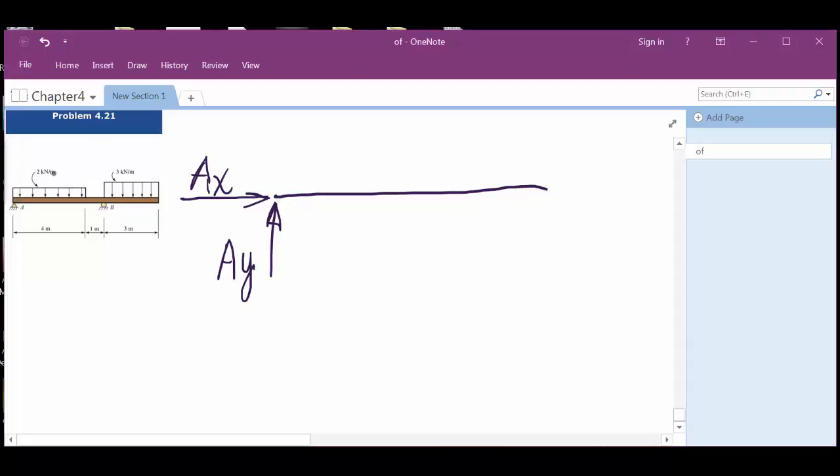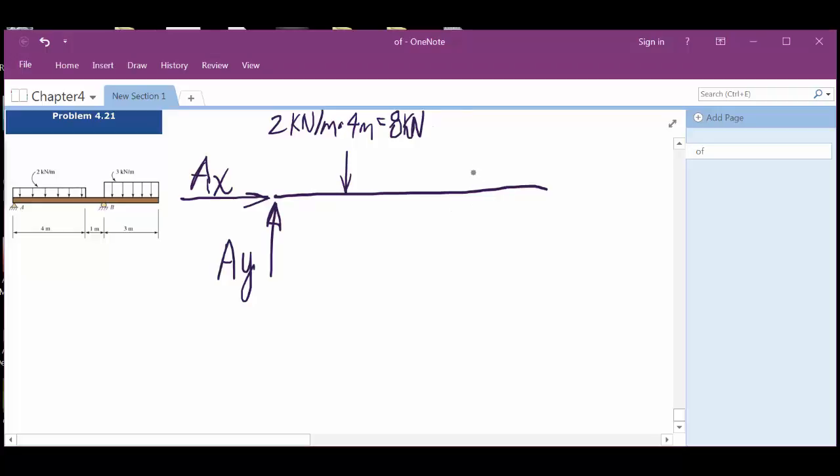Then we've got 2 kilonewtons per meter for 4 meters. So we're going to have a force out here. It's going down this way. 2 kilonewtons per meter times 4 meters, and that's going to equal 8 kilonewtons, right?